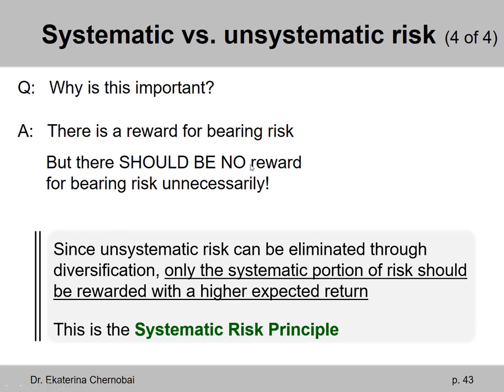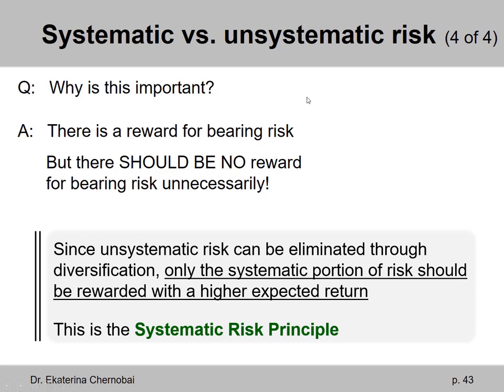So you should only be rewarded for the risk that that particular company stock has that is beyond your control. The systematic portion of risk, or the non-diversifiable portion of risk, or the market risk. Remember, there were 3 names. So let's summarize. Since unsystematic risk, or diversifiable risk, can be eliminated through diversification, only the systematic portion of risk should be rewarded with a higher expected return. And this is known as the systematic risk principle.